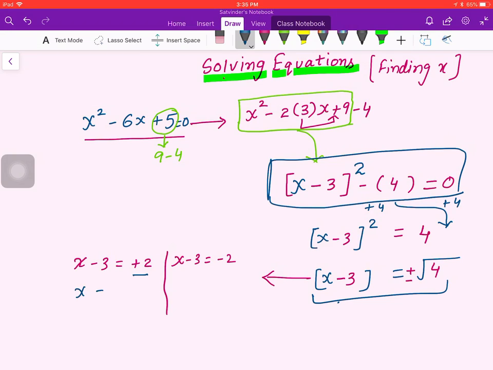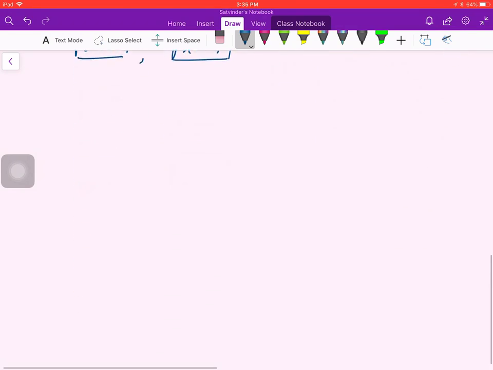Now to get rid of 3, we will add 3. So x equals 2 plus 3, so x equals 5, the first value. And here x equals minus 2 plus 3, so it's 1. So we got two values: x equals 5 and x equals 1. This is one example I have shared with you of how you can solve using the completing the square method. This is quite easy. Let's take another example.